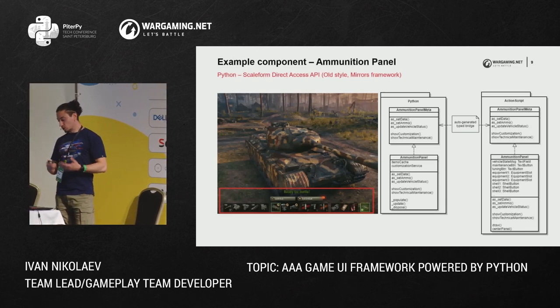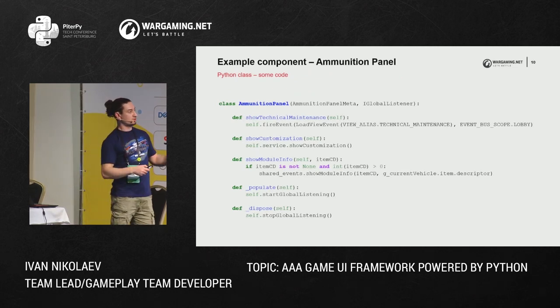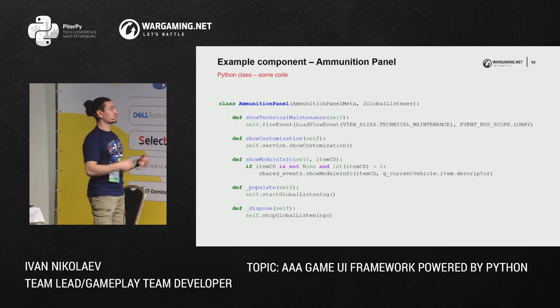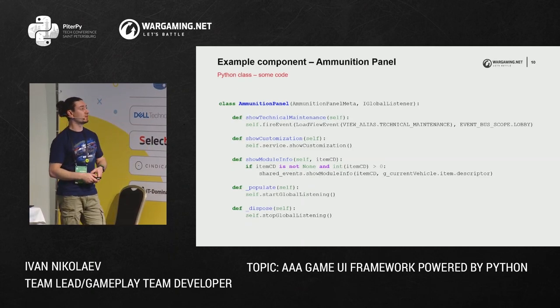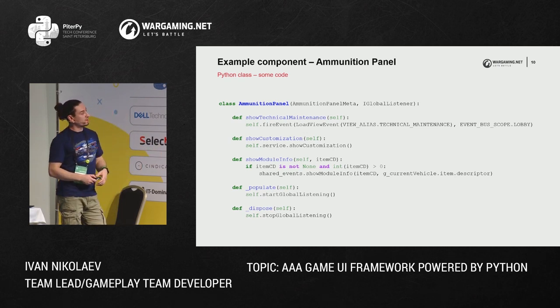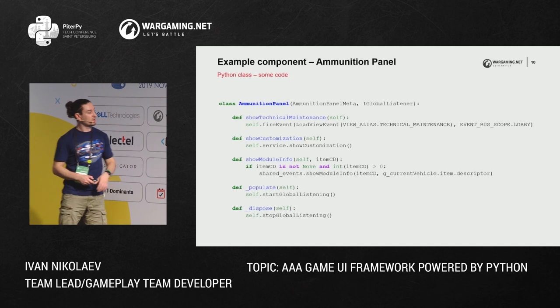So what are the actual lines of code you're going to write? Basically, your class, I stripped it a bit of the code, but anyway, it looks something like this. You have this ammunition panel class, which derives from the meta. You subscribe during the initialization phase to some global events, like the vehicle ones, or money changes and so on. You, for example, implement the actual methods for doing something when the player clicks on the interface. So a global event is fired on the global bus, which opens another window in turn, and so on.